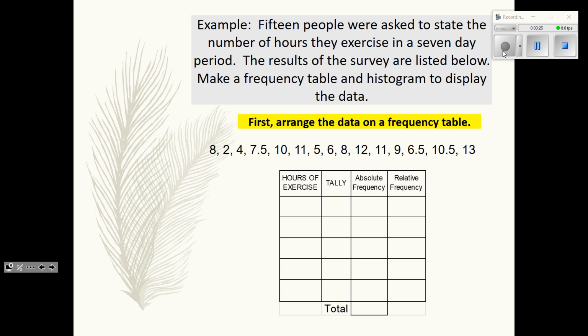Histograms are about graphing the frequency that something happens. And so we have something called absolute frequency and relative frequency. First we're going to look at absolute frequency.